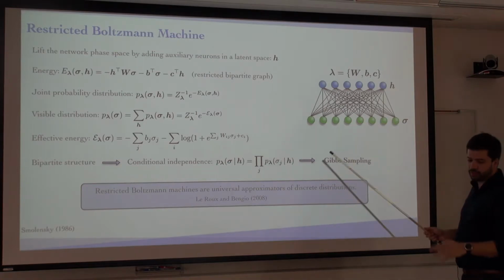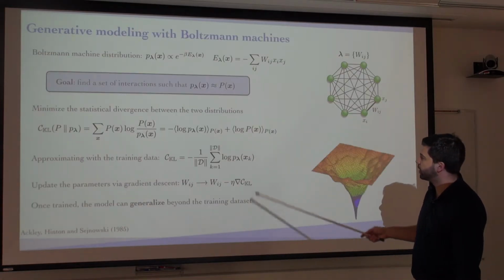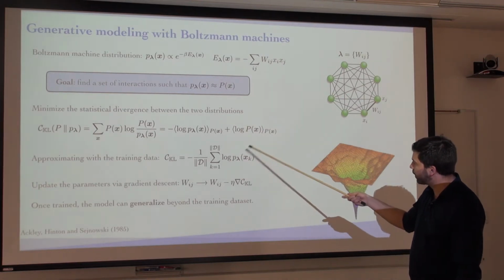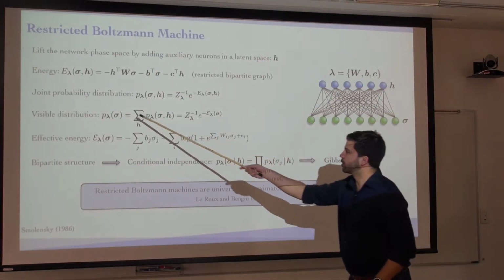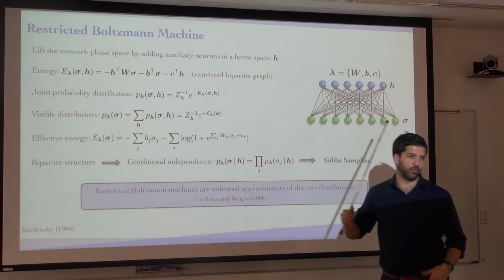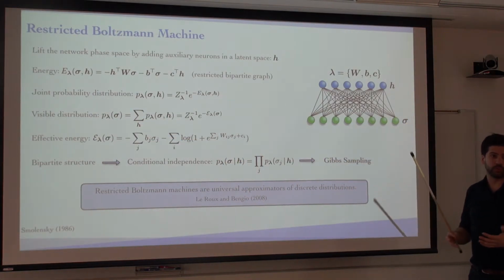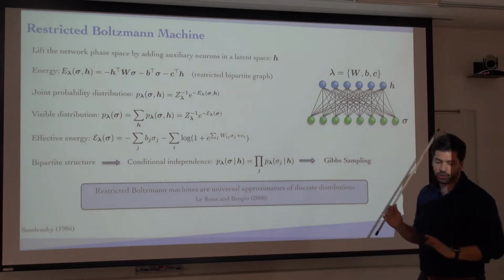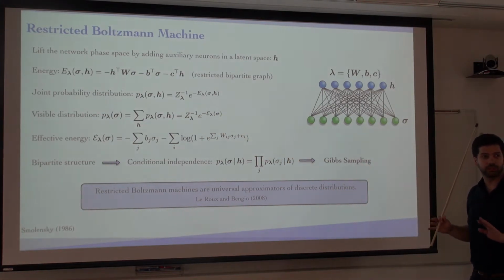And again, everything carries over from the previous case, where we have this cost function, which is a log likelihood over the data. Here we're just going to have the same cost function over this visible layer, which we can compute. Well, there is a partition function, but we can take the gradients of this cost function exactly and just train this model.